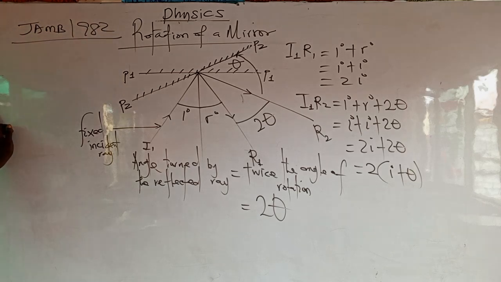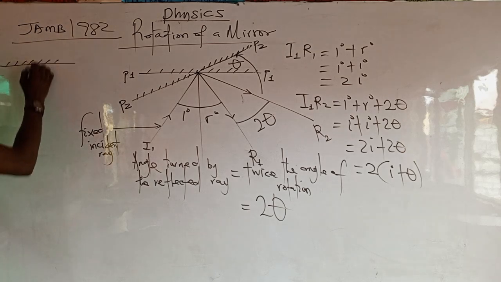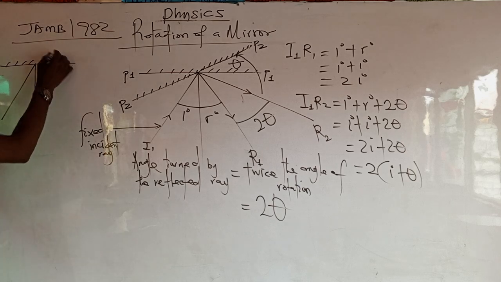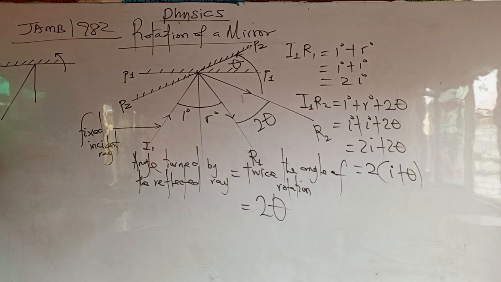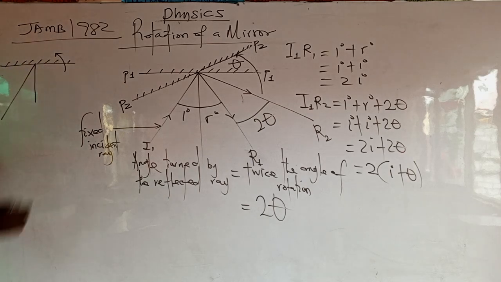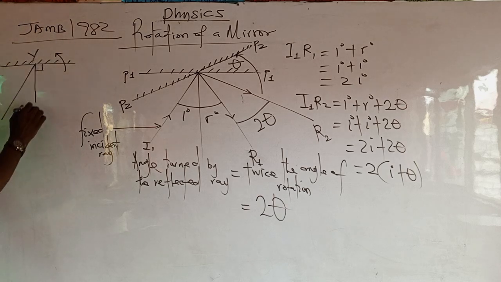Let me draw a diagram for you. So we have this. We now put something like this here to indicate what now? That the mirror is rotated. You see it? So this place is what? 90 degrees. This place is X. This place is Y. And this place is what now? Is A.